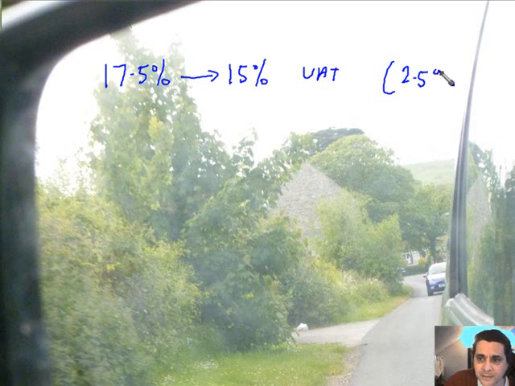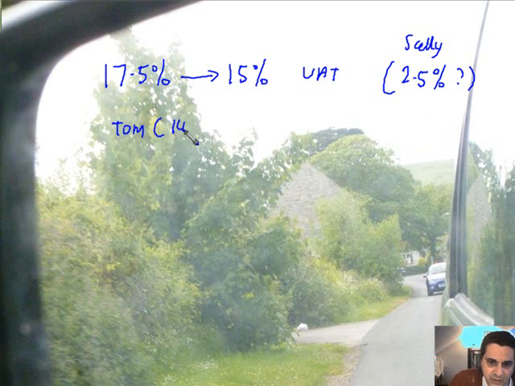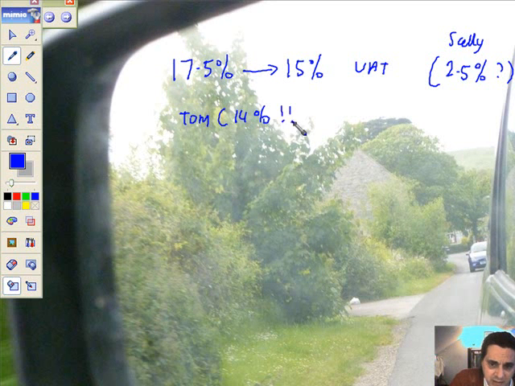So I'll put that in a bracket there, and that's what Sally is saying. Well, 17.5 down to 15% is in fact a reduction of 2.5%. But Sally says this reduced the VAT charged on her shopping by 2.5%. The VAT charged. Now let's look at it. Now Tom says this. So come on, Tom. Tom says that this is wrong. He thinks the VAT charged was reduced by over 14%. Okay, Tom says 14%. Double exclamation mark.